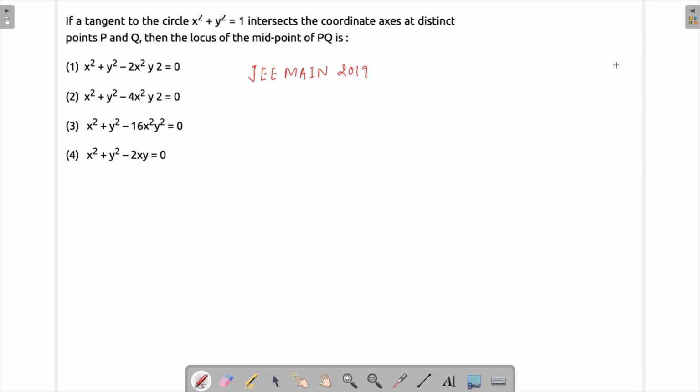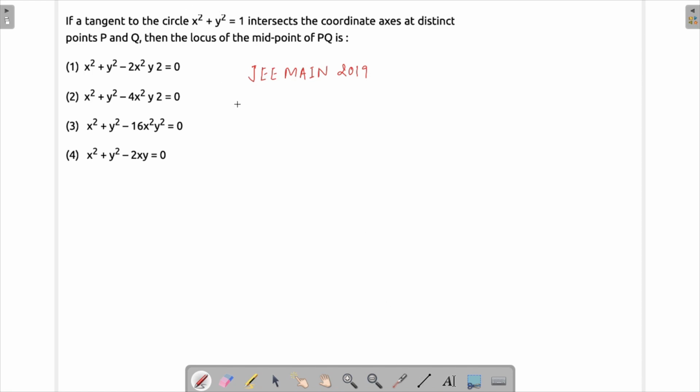All right, so we are solving another problem from JEE Main 2019. In this question, it's asked that we have to find the locus of the midpoint of a line PQ, where the line PQ is made using this condition: a tangent to the circle is drawn, and that tangent intersects the coordinate axes at certain points P and Q. So we have to find the locus of the midpoint of PQ.